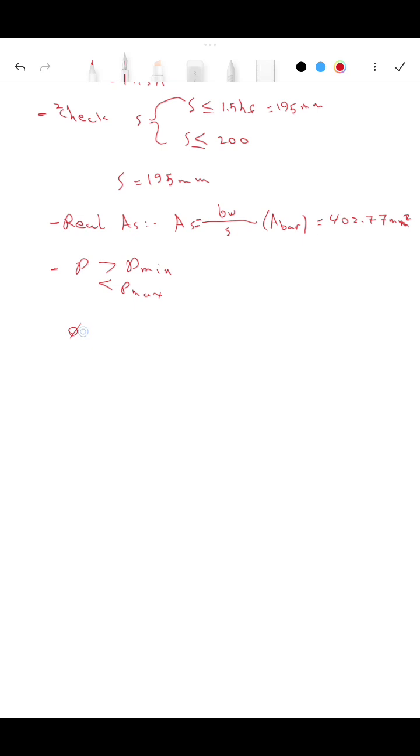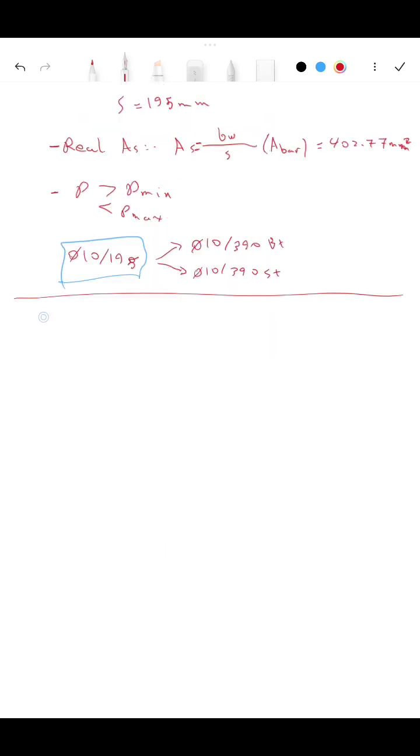Also, we have phi 10 divided by 195, and half of them will be phi 10 divided by 390, and phi 10 divided by 390 for bent up and for straight. Okay, then we will start the support.